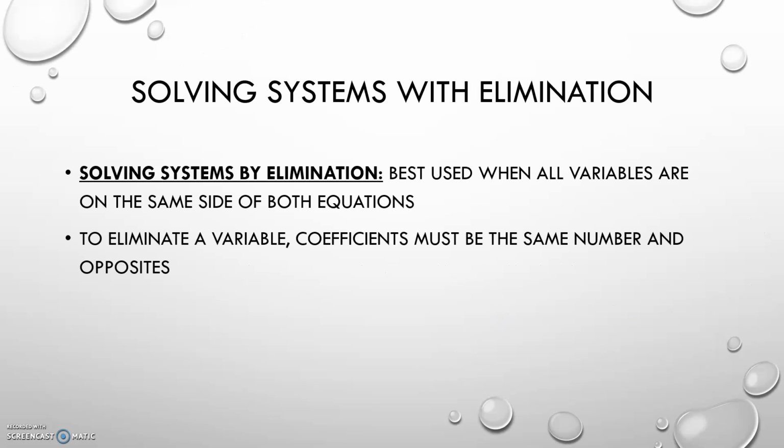So solving systems by elimination is best used when all the variables are on the same side of both equations. So something like this. Something like that would be a great time to use elimination because we have the variables on the same side of both equations. And to eliminate a variable, that's kind of what we're trying to do, we're trying to eliminate a variable. The coefficients must be the same number, and they must be opposite.